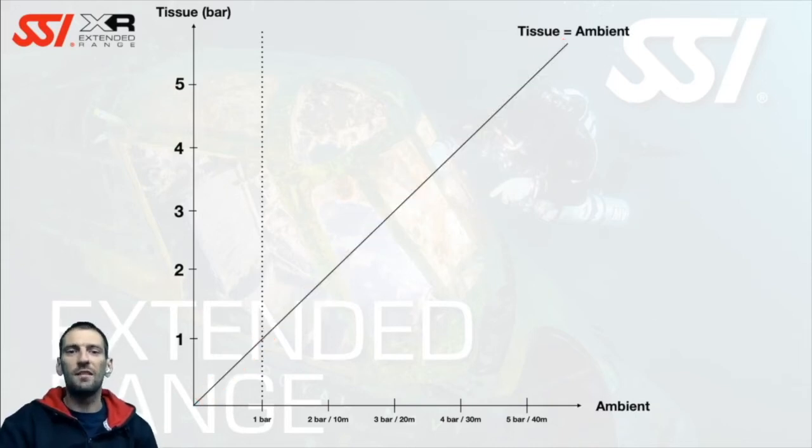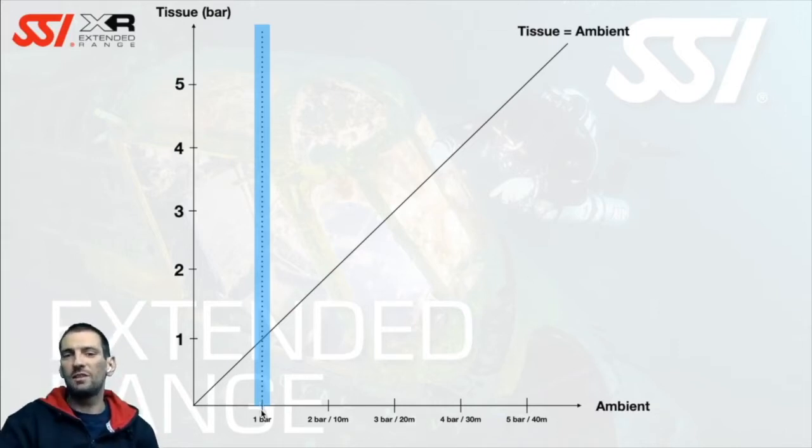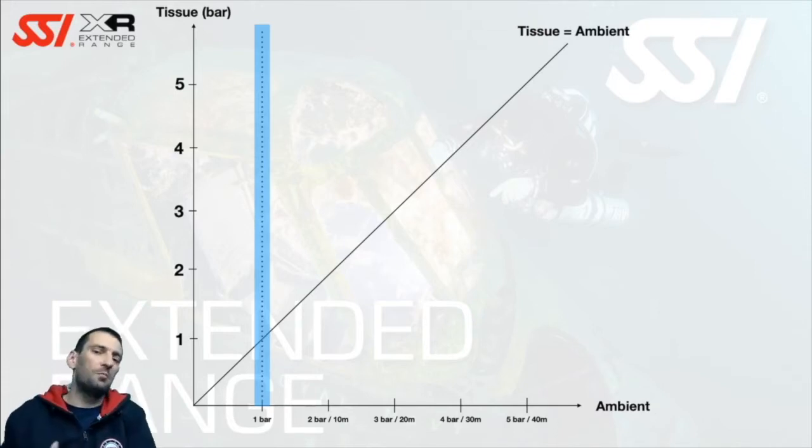And then we have the surface line, let's call it. This is the line that represents 1 bar of ambient pressure, which is basically the surface. Whenever we touch this line at any point of it, wherever, it means simply we've just hit the surface. We just finished our dive. We are on the surface, because if the ambient pressure is 1 bar, it means we are on the surface.